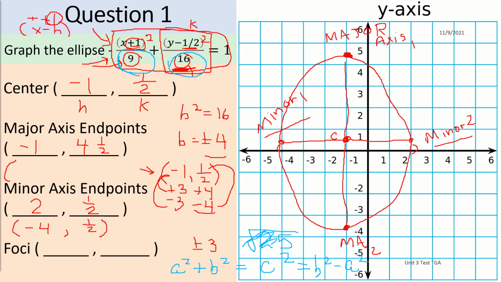Alright, it's c squared equals b squared minus a squared. So we'll take that larger number, 16, and subtract that smaller denominator, 9. That's c squared, which is 7. We need to take the square root of both sides. The square root of c squared is c, and the square root of 7 is plus or minus the square root of 7.